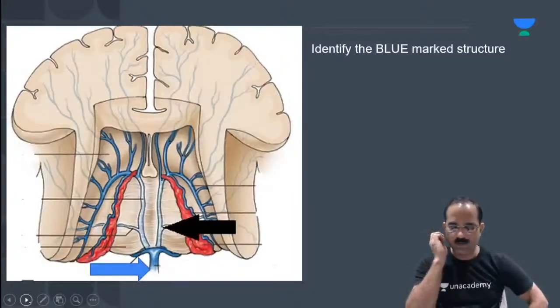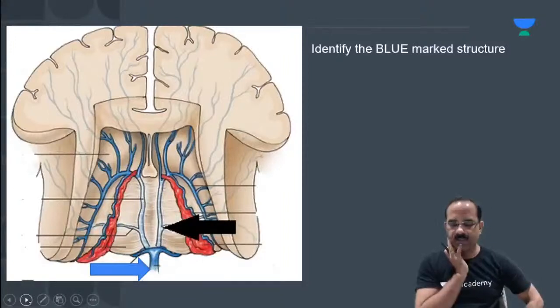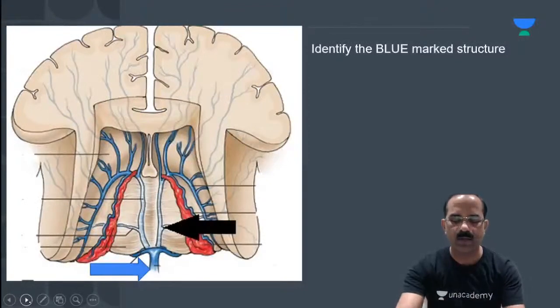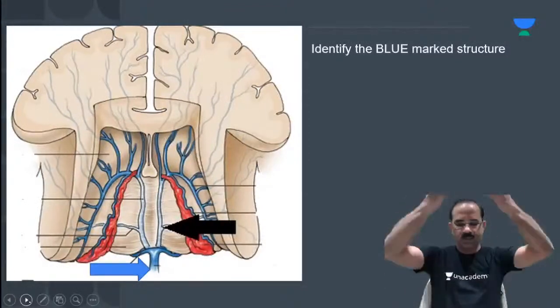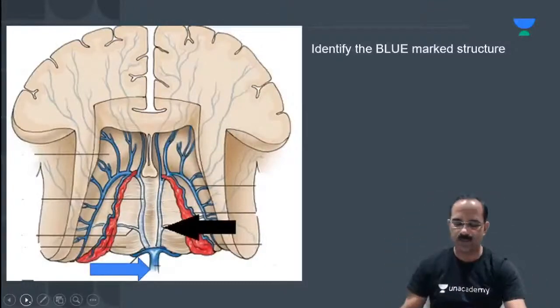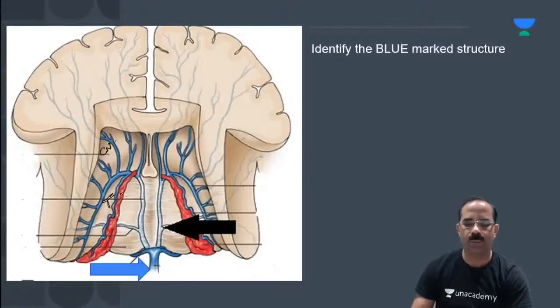Answer this, students. What is this structure? What is this black pointed structure? And what is this blue pointed structure? Can anyone answer this? What is this section of the brain? What view is this? This is a sagittal section of the brain. No, this is a coronal section, not sagittal. This is the caudate nucleus, and this is the thalamus. Caudate nucleus and thalamus.